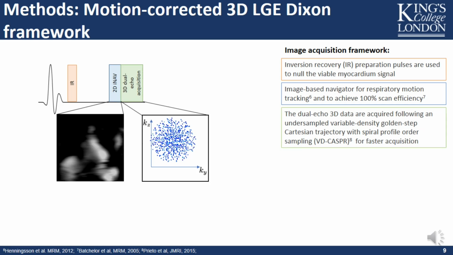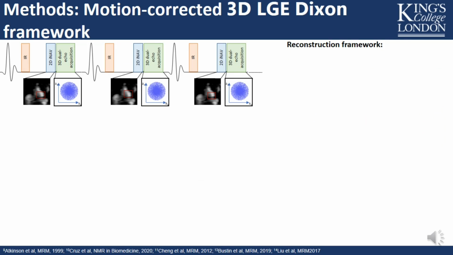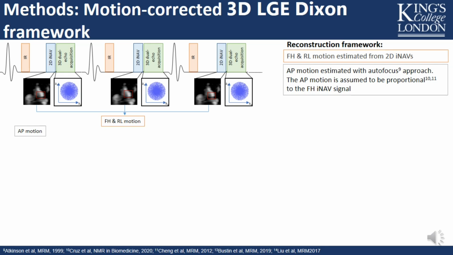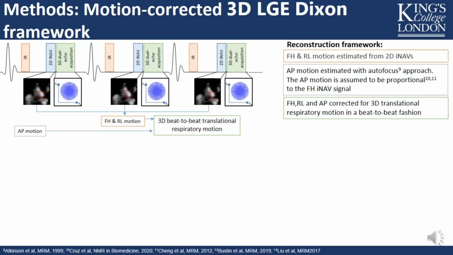3D data was acquired following an undersampled variable density golden step Cartesian trajectory with spiral profile order sampling for faster acquisition. 2D iNAVs are used to estimate the foot-head and right-left respiratory motion of the heart during the acquisition by tracking a manually selected rectangular template. Anterior-posterior motion is estimated with an autofocus approach. Beat-to-beat 3D translational respiratory motion is estimated.